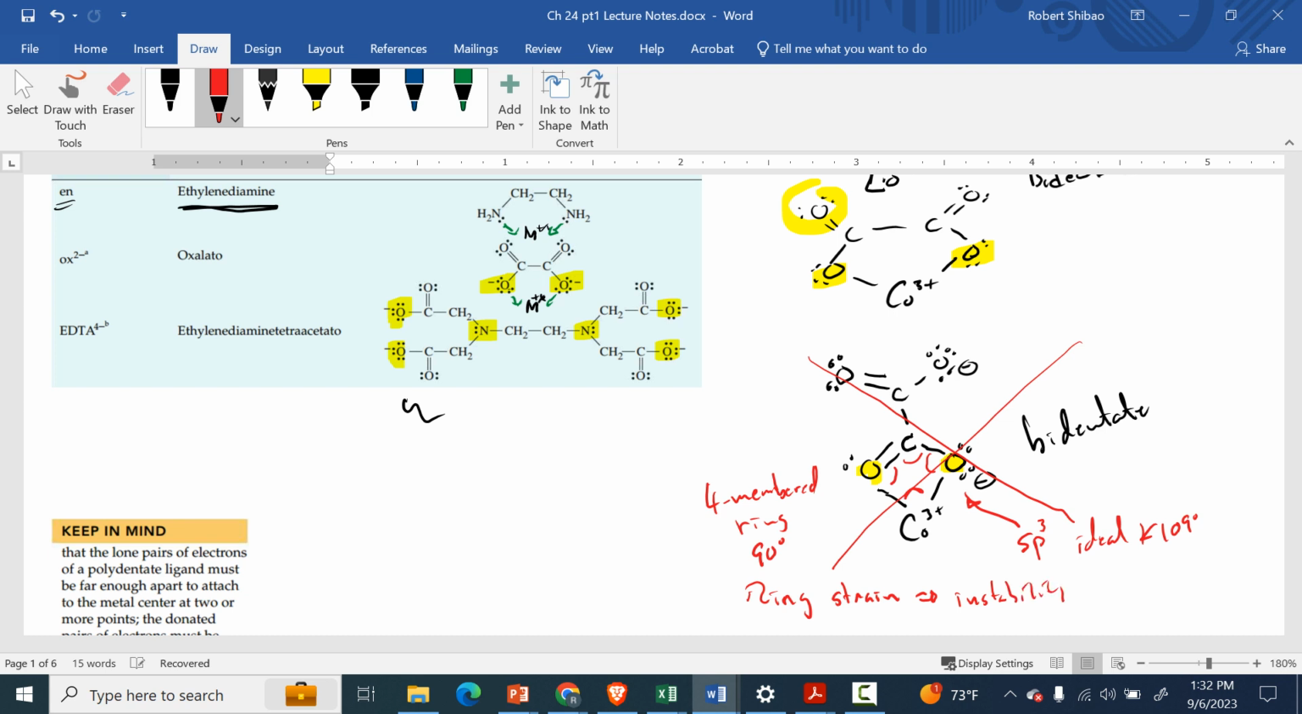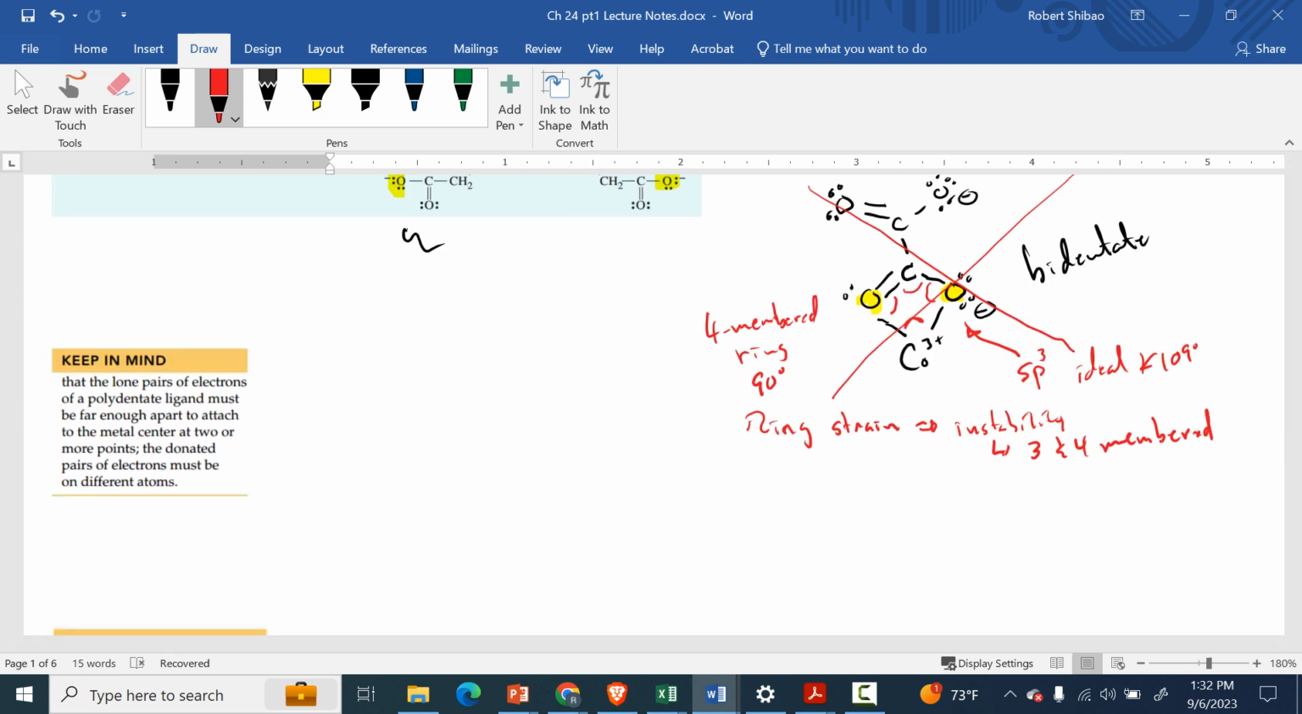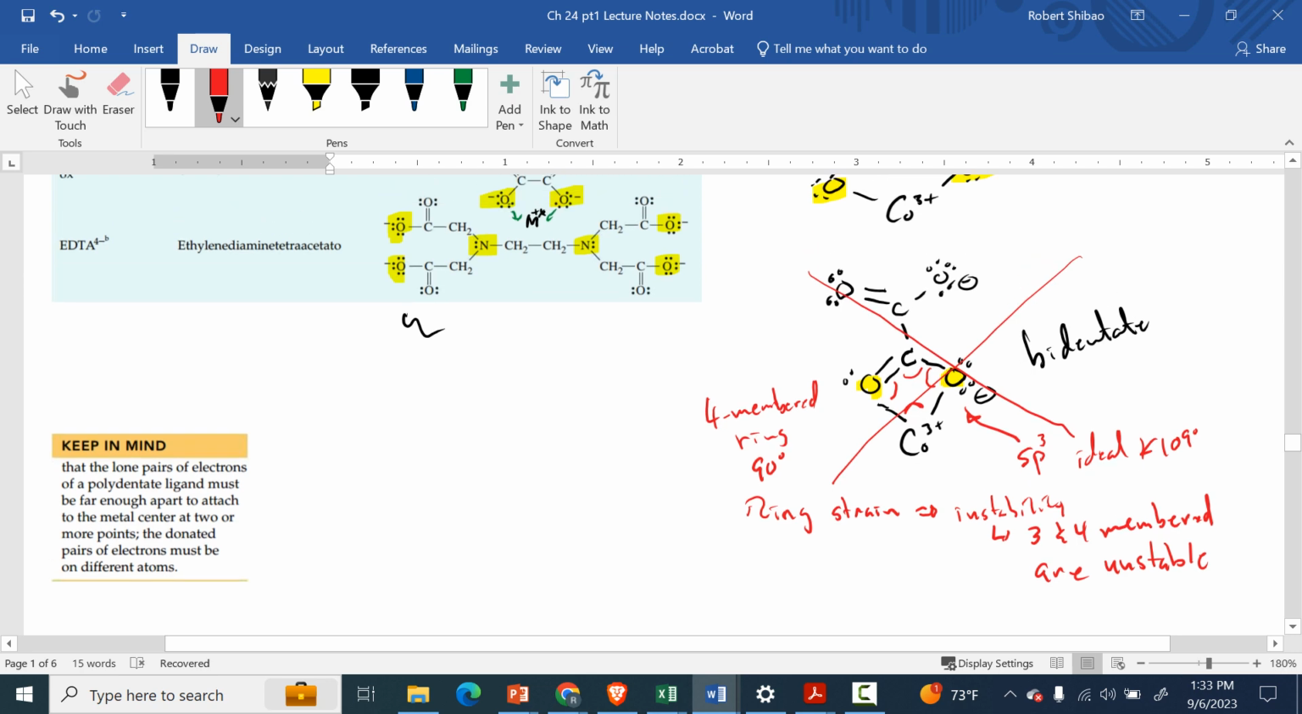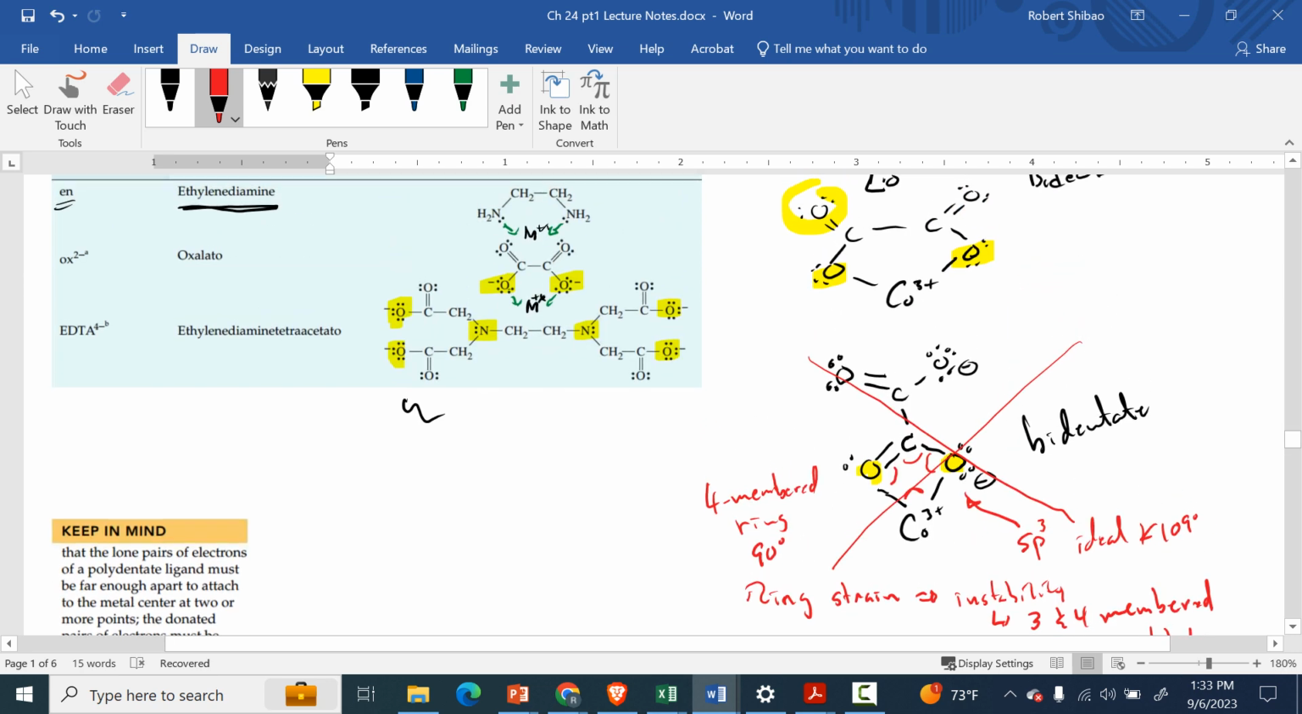And so this instability means this. We come up with a simple rule. The simple rule is 3 and 4-membered rings are unstable. And so if we tried to bind these two oxygens, it would be unsuccessful.